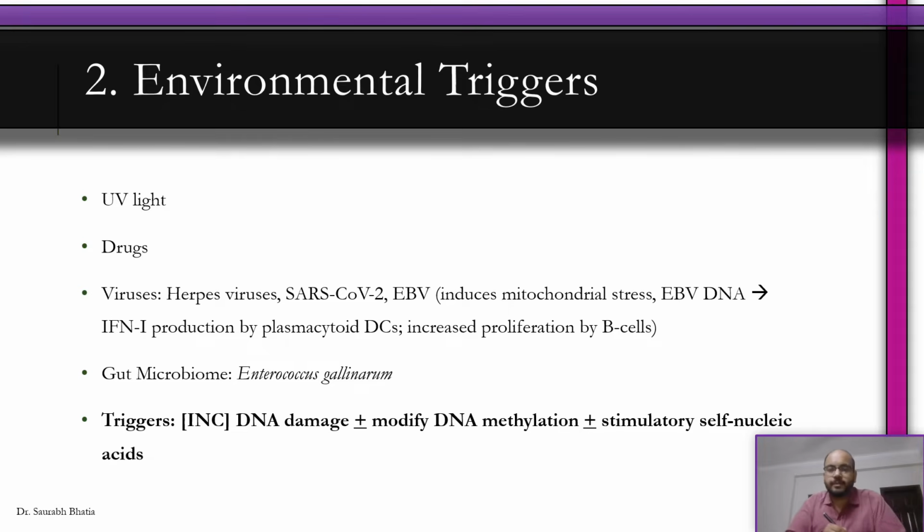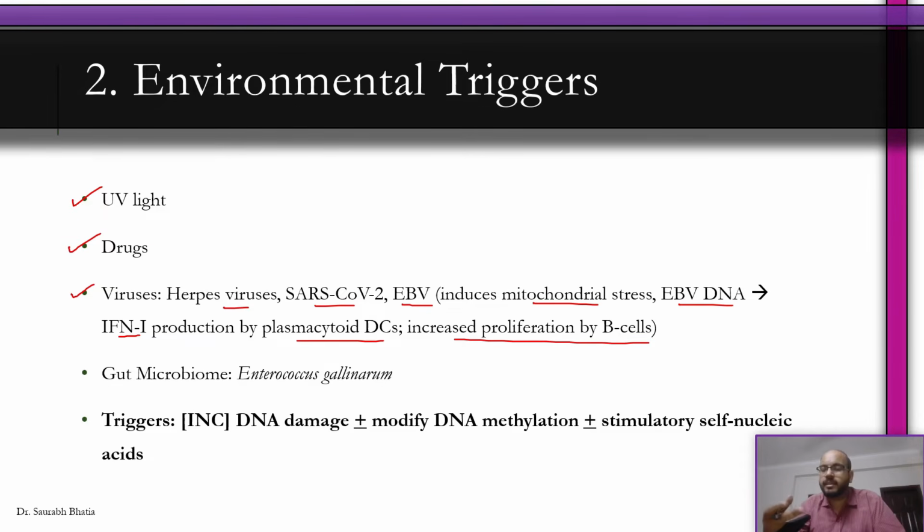The second aspect that we'll discuss is environmental triggers, namely UV light, drugs, and viruses like herpes virus, SARS-CoV-2, and Epstein-Barr virus. Epstein-Barr virus is one of the important viruses. It induces mitochondrial stress. In fact, EBV DNA has been found to initiate production of interferon type 1 by the plasmacytoid dendritic cell and also to increase proliferation of B cells. Clear? So EBV DNA, Epstein-Barr virus DNA, has been distinctly studied in the pathomechanism of SLE.